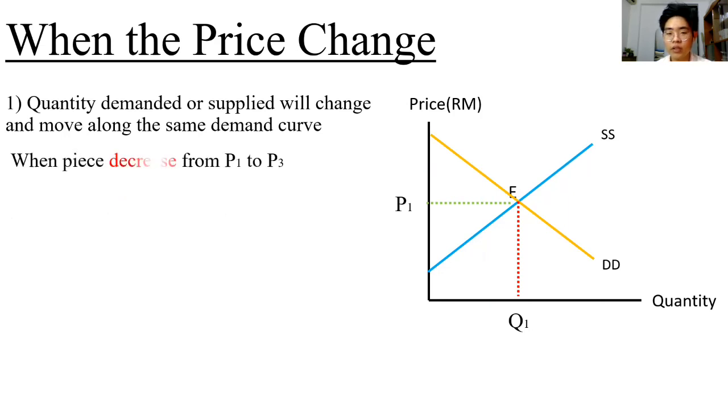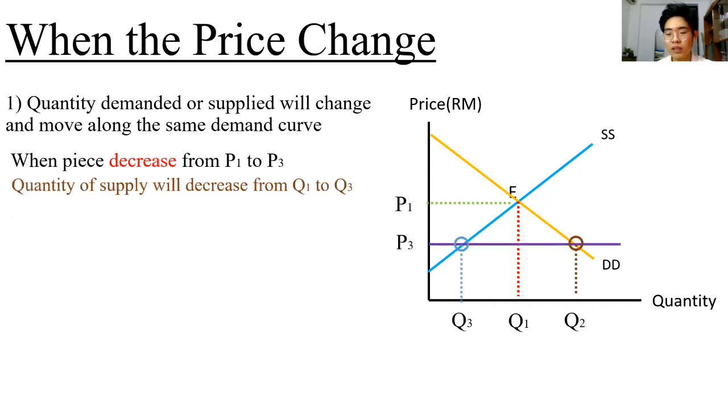The next situation is when the price decreases from P1 to P3, the quantity of supply will decrease from Q1 to Q3, while the quantity of demand will increase from Q1 to Q2.